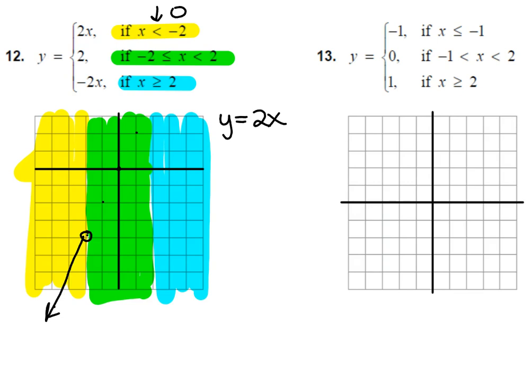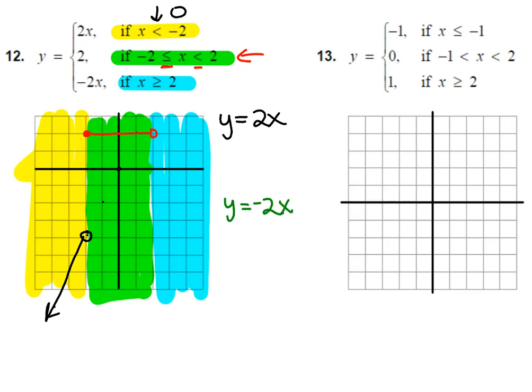The next one I'm going to graph is y equals 2. That's this one here. Well, y equals 2 is just a horizontal line at y equals 2. I know I'm going to have a solid circle on the negative 2, so that's here. And I'm going to have an open circle where it equals positive 2. And then I'm just going to draw the line in between them. And then for the last one, we have y equals negative 2x.